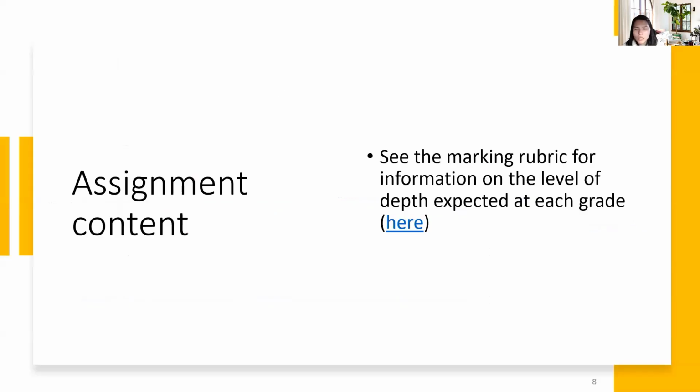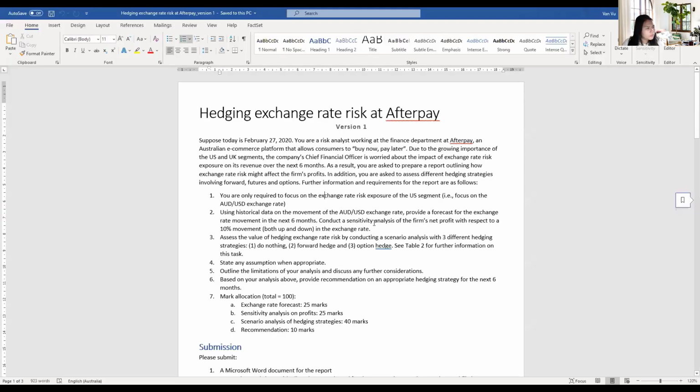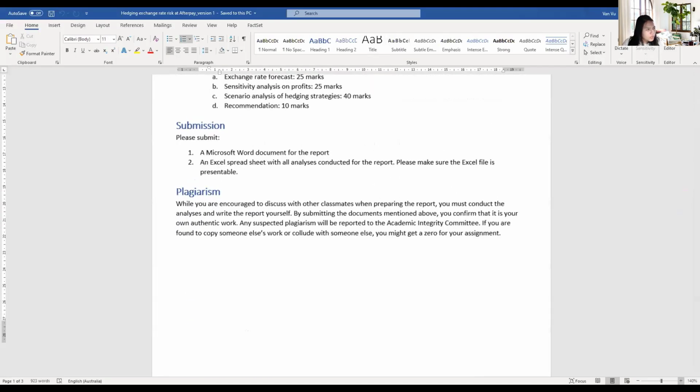In the next few slides, I'm going to talk about the assignment content and what is expected. I think the first thing you want to do is check the marking rubric that I provided at the end of the assignment. So if we go here, let me share with you the marking rubric. All right. Let me enlarge it first.